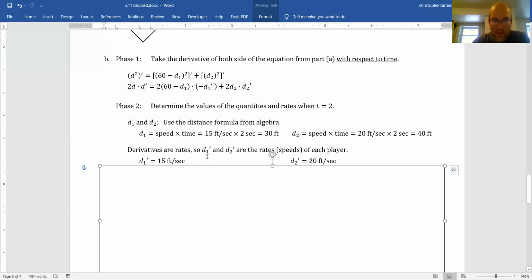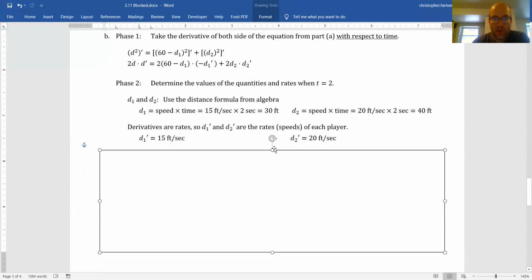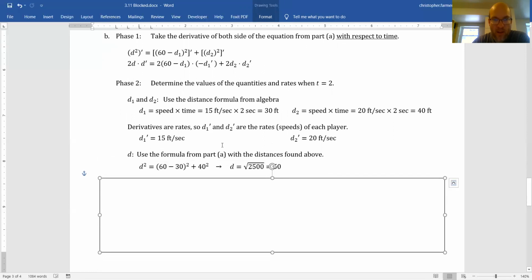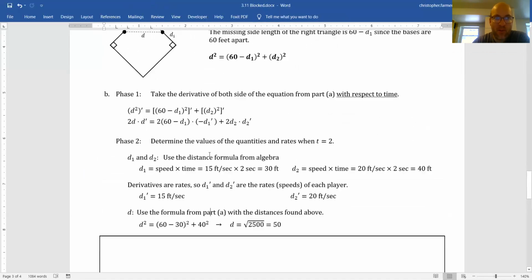Keep in mind that the derivatives of D1 and D2 are rates of change. Rates of change in this perspective are speeds. So these are the two rates from the original problem, which just give us the derivatives of those two variables. And then maybe the hardest part, not that it's always really hard, is that we have to go back to that first formula.